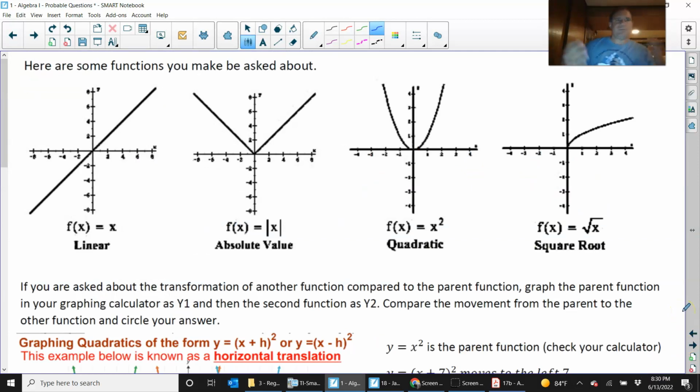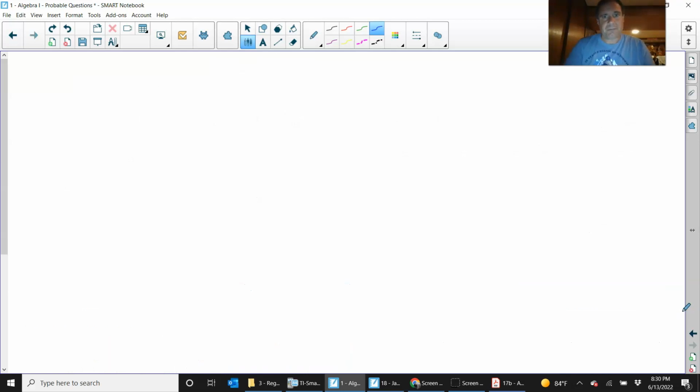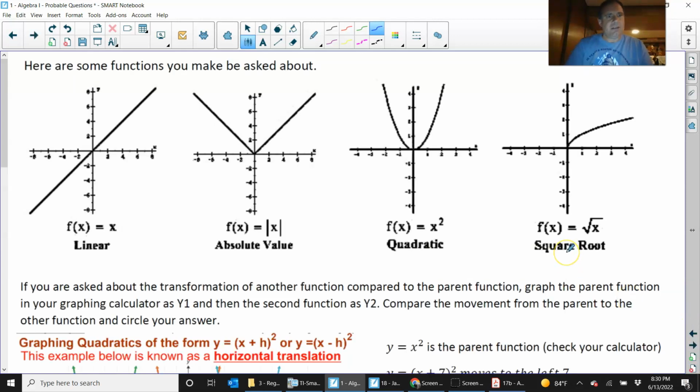All right, so I'm done with all the questions here. Let me just get back to that. Okay, so just going to look at some of the questioning here where it says, hey, here are some of the functions, linear, absolute value. This is what a linear function looks like. It's a straight line. An absolute value is a V shape right there. A U shape is a quadratic, and a square root is that right there.